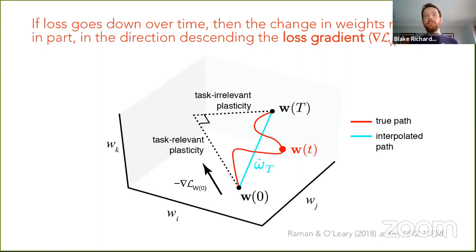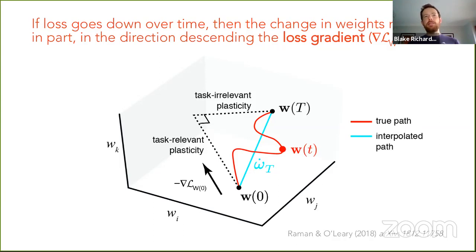So this is a figure I borrowed from a great paper by Raman and O'Leary. It's actually now out in PNAS, so I should update that arXiv thing. And their paper is actually about something different. It's about noise in neural networks and how that impacts learning.